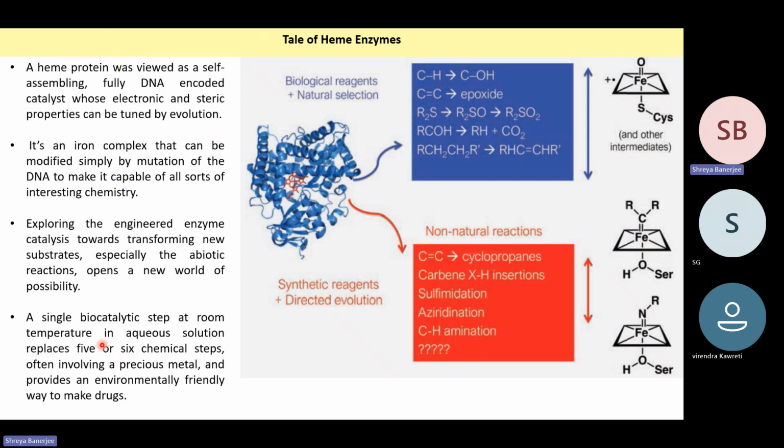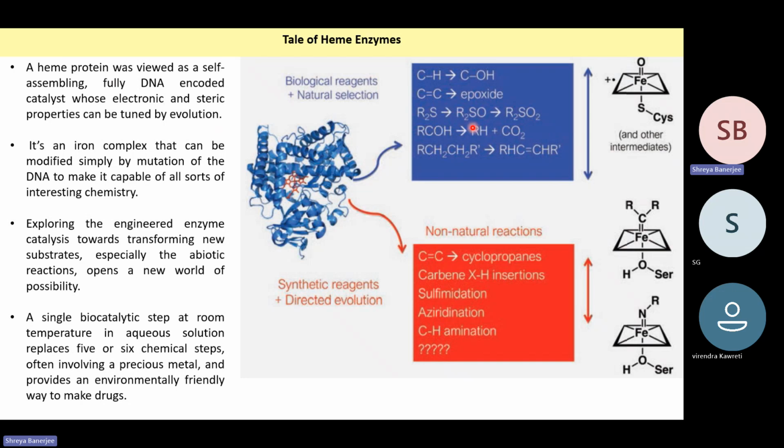Another application has been in heme protein. Now, heme protein is viewed as a self-assembling, fully DNA encoded catalyst whose electronic and steric properties can be tuned by evolution. It is an iron complex that can be modified simply by mutation of the DNA and made capable of catalyzing very interesting reactions.